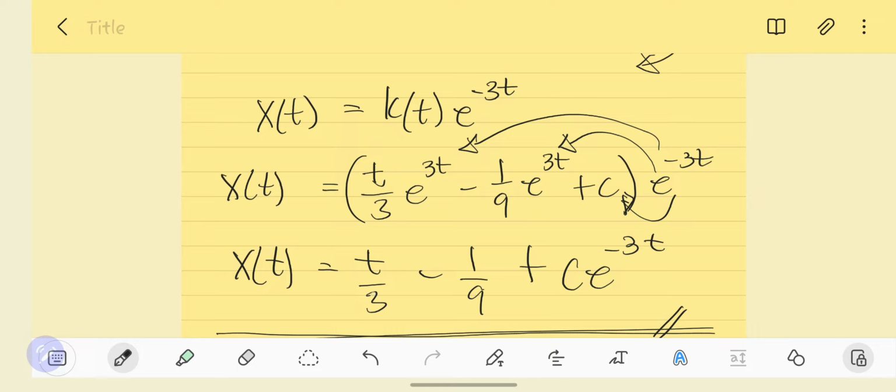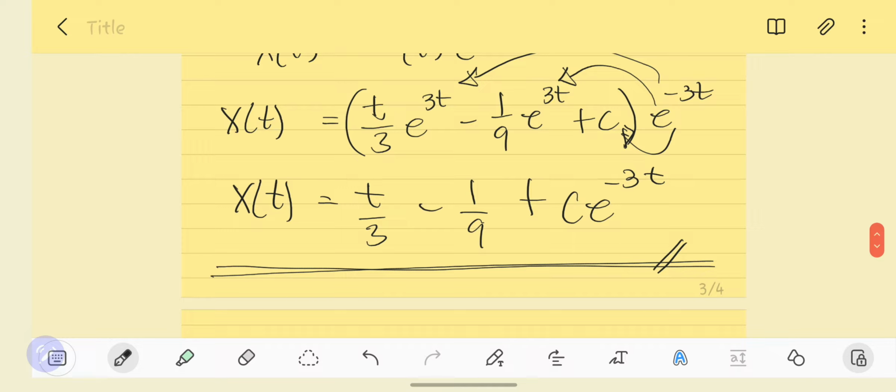So t over 3 times e to the 3t times e to the negative 3t is equal to t over 3. And then negative 1 over 9 times e to the 3t times e to the negative 3t is equal to negative 1 over 9. Then, c times e to the negative 3t stays as c times e to the negative 3t. So, this is now your solution.